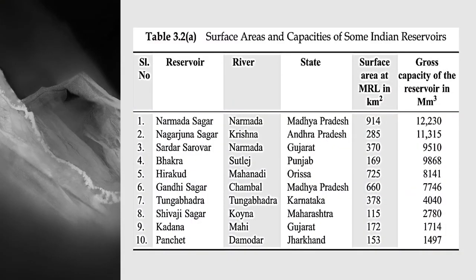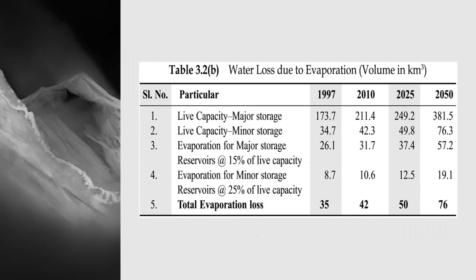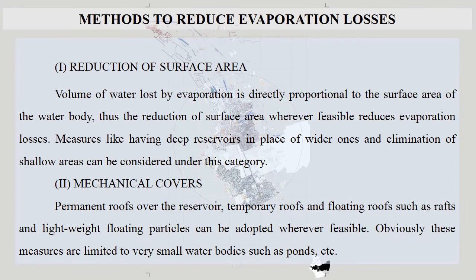For the next slide, there is a given table. It is the surface areas and capacities of some Indian reservoirs. It is the table about water loss due to evaporation, volume in cubic kilometer. Reduce evaporation losses.